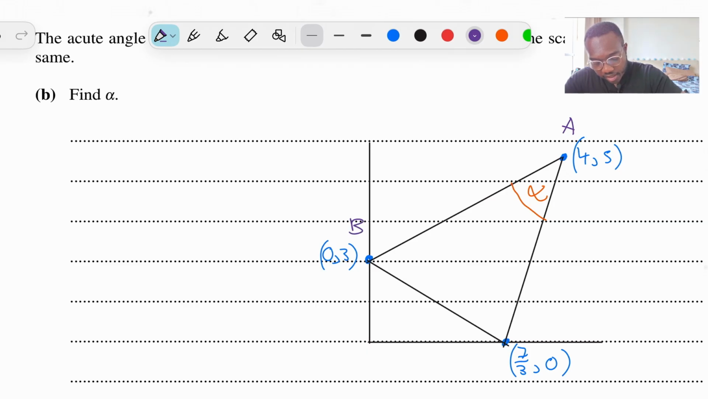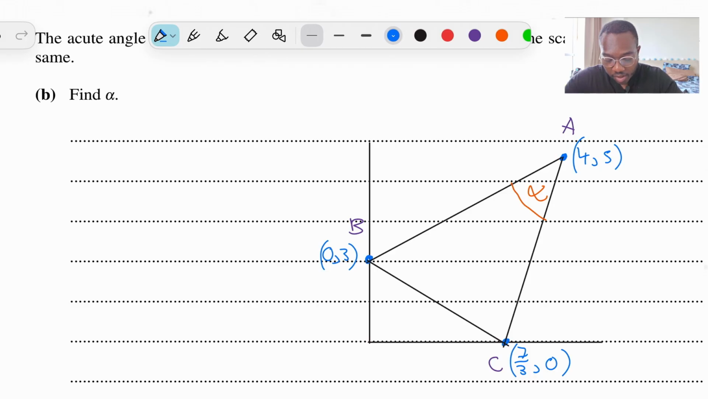I'm just going to call this A, I'll call this B, and I'll call this C for now. Bear in mind, these letters are not always going to be the same as what we're given in the question. These are just the ones I'm going to use. But now that we've done that, let's work out what alpha is.